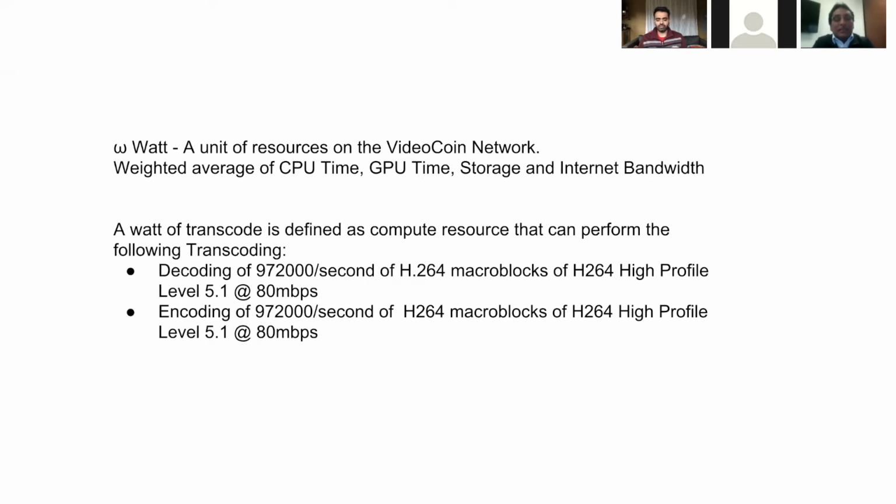So we've split wattage into several sub-components. And the watt, the omega itself, is a weighted average of all of these: CPU time, GPU time, storage, and internet bandwidth. We call that unified metric the proc wattage, which is processing wattage. And then we have another unit called TX wattage, which is transaction wattage. A weighted average of all of these is what forms an omega, which is overall wattage.